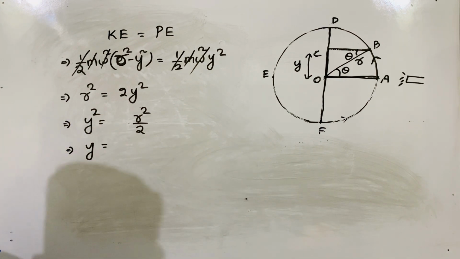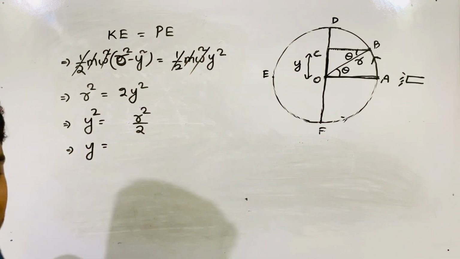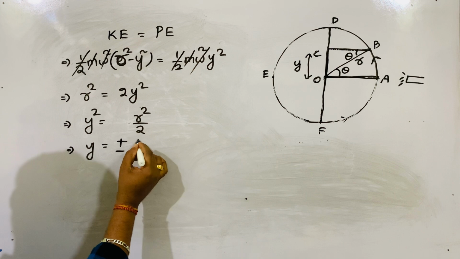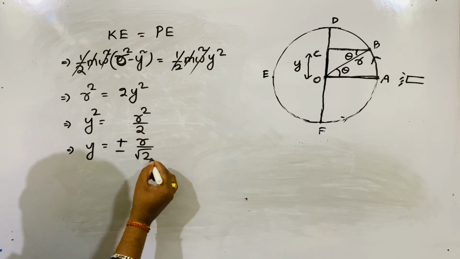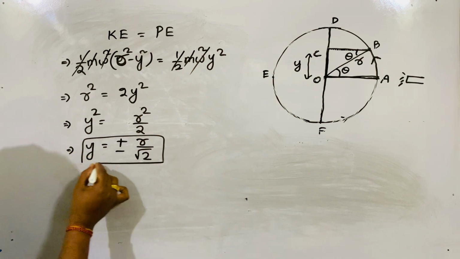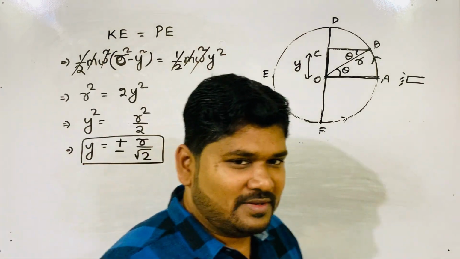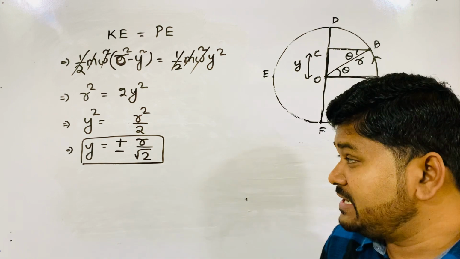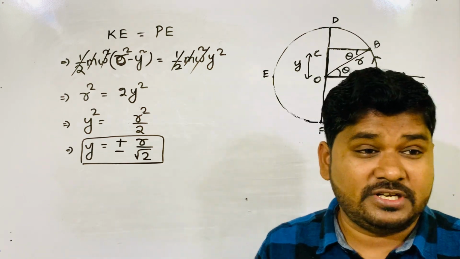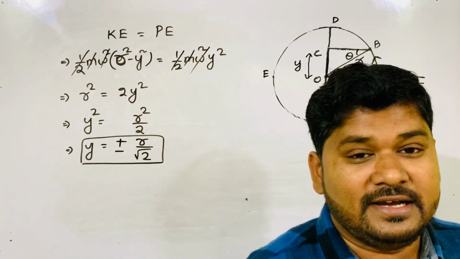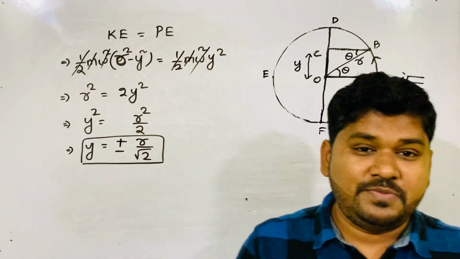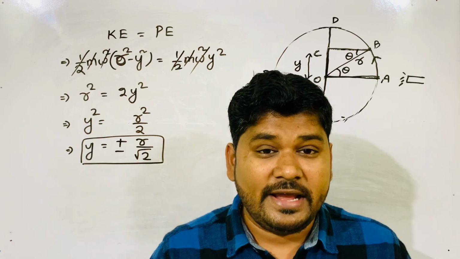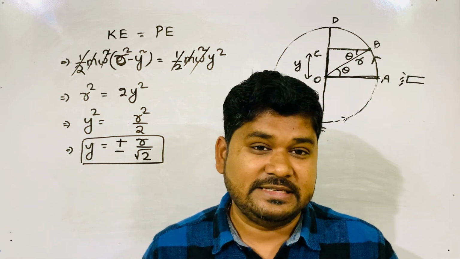Then y is equal to, I will take the root of it. Root means plus or minus, because two positions generally come. y is equal to plus or minus r by root 2. This is the answer. When the displacement is plus or minus r by root 2 from the mean position, only then the kinetic energy is equal to potential energy. So this is how energy varies in simple harmonic motion.